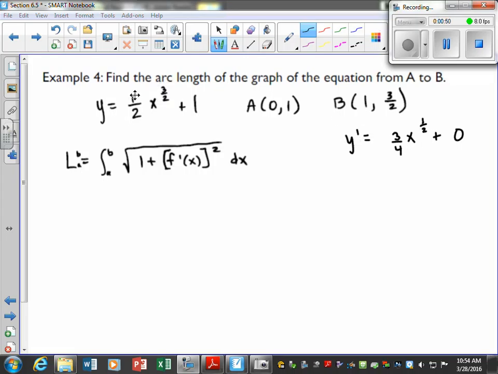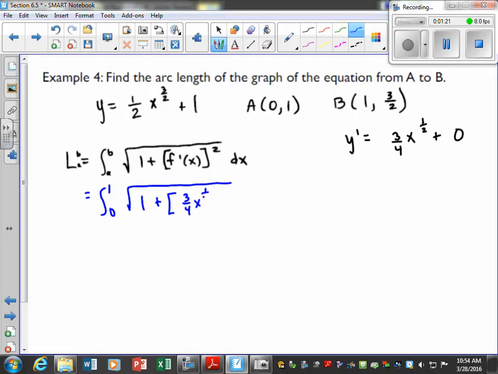So it's 3/2 times this, which would give us 3/4 in front. And then minus 1 would just give us the 1/2. The derivative of 1 is just 0. So let's plug in what we have at this point. What are our x values? 0 and 1. So from 0 to 1, we'll have the integral of the square root of 1 plus, let's plug in our derivative here, 3/4 x to the 1/2 power, that's going to be squared, dx.